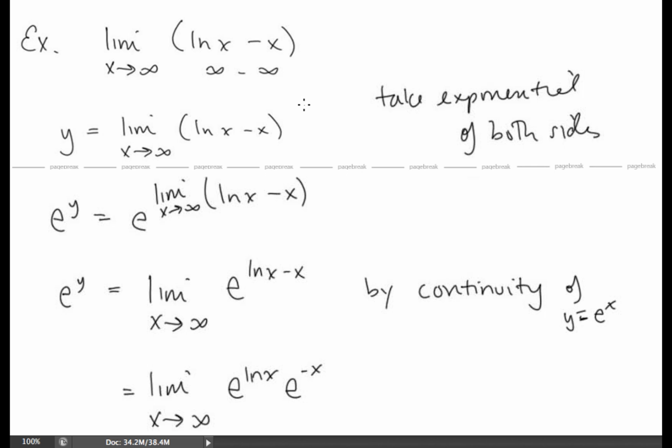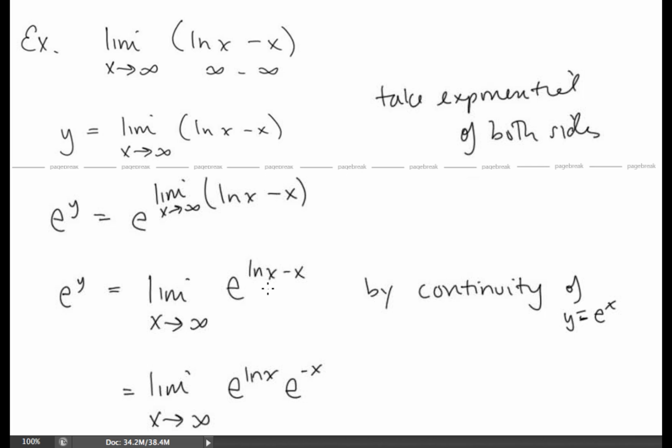So similar to what we do when we're taking the limit with a variable in the base and a variable in the exponent, we take the natural log of both sides. Here we're going to take the exponential of both sides. So we're going to call this limit y, and we're going to take e to the y equals e to this limit. And just like what we did with the natural log, we pull the limit through the natural log by continuity, we can do the same thing here. We can pull this limit outside of the exponential function by the continuity of y equals e to the x.